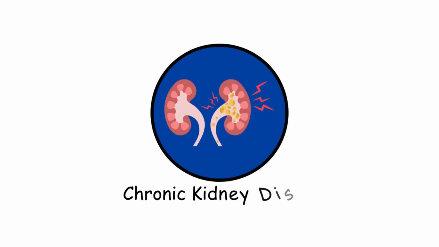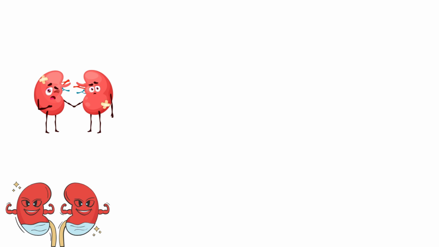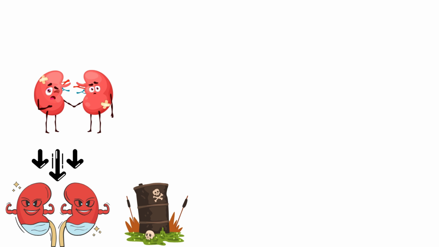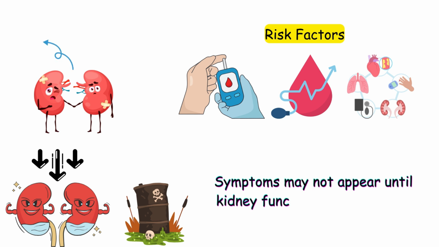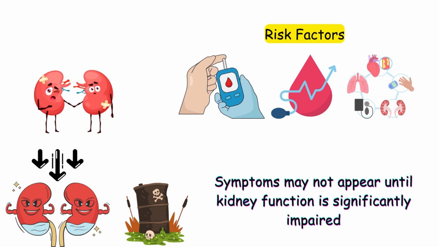Chronic kidney disease. Chronic kidney disease is the gradual loss of kidney function over time. The kidney's ability to filter waste and excess fluids from the blood diminishes, leading to waste buildup. Risk factors include diabetes, high blood pressure, and other chronic conditions. Symptoms may not appear until kidney function is significantly impaired.